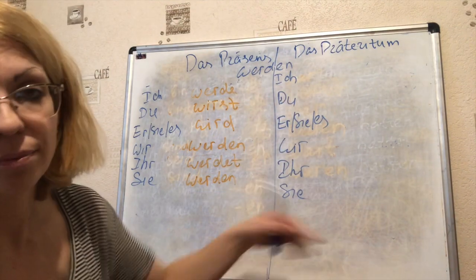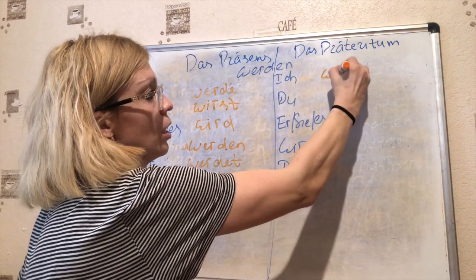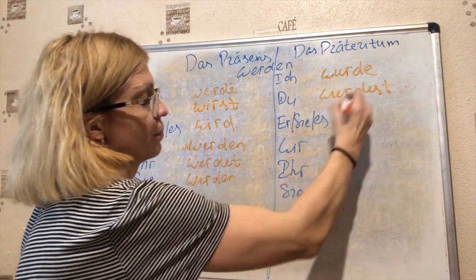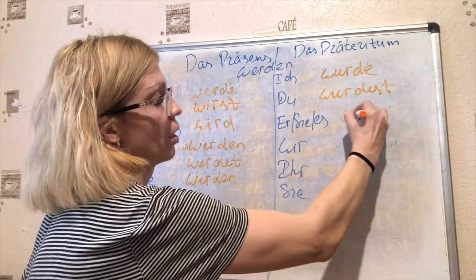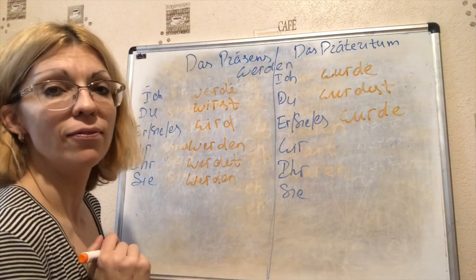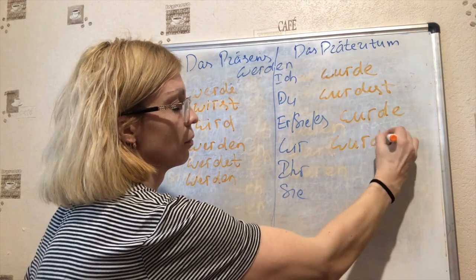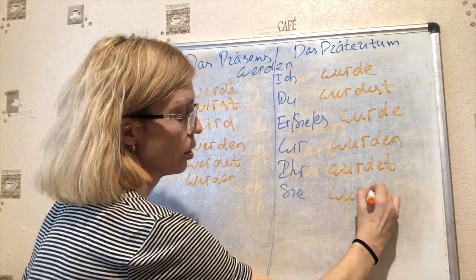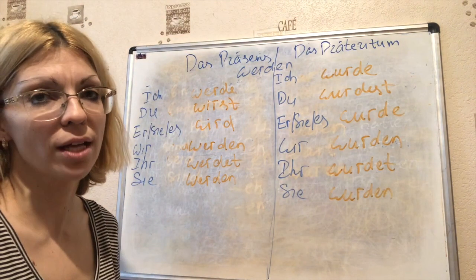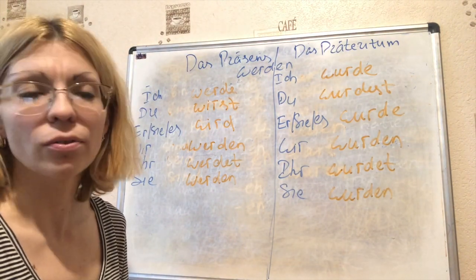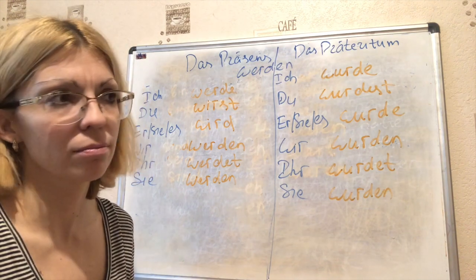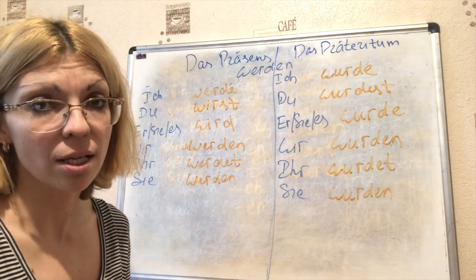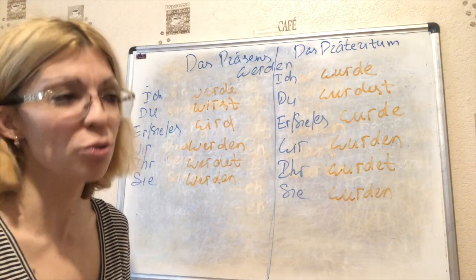And in the past tense, ich wurde. Du wurdest. Er, sie, es wurde. Wir wurden. Ihr wurdet. Und sie wurden. Well done. You know, it's not really easy to remember from the first time when you see how to conjugate the present and the past tense. That is why you should do it step by step.